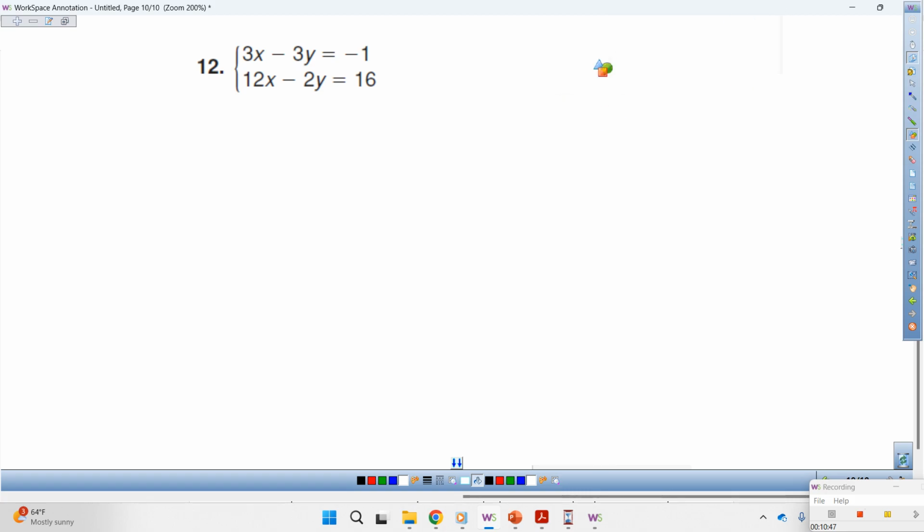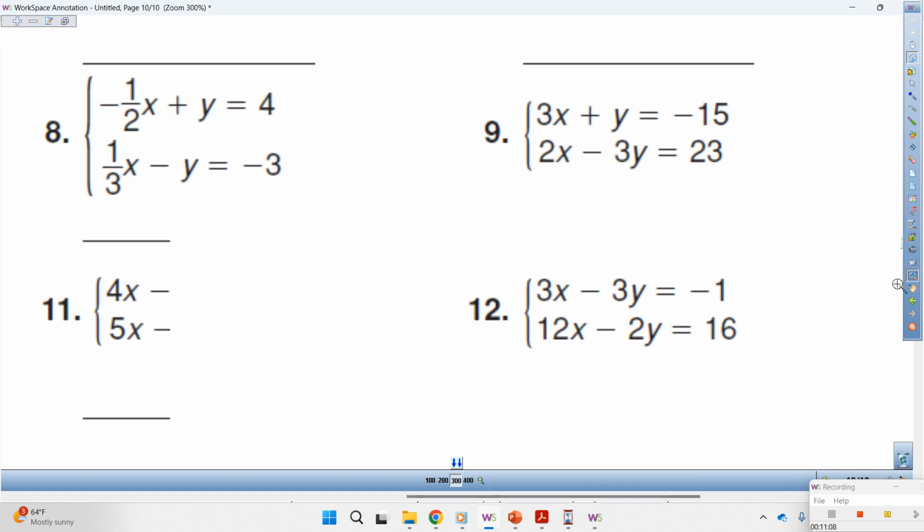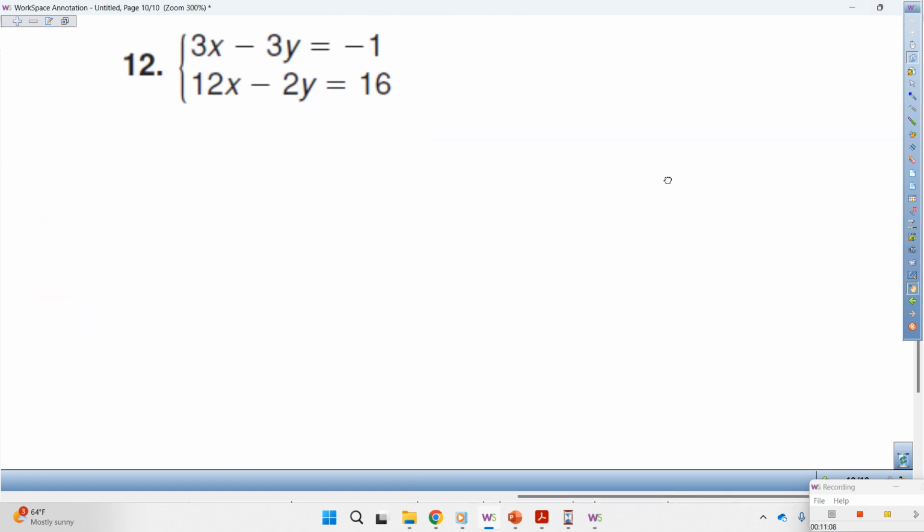It reads, the system of 3x minus 3y equals negative 1, 12x minus 2y equals 16. All right, let me zoom in. So first things first, are they in standard form, meaning the x and the y on the same side of the equation? Yes, for both. Okay, and they're aligned. So here's the next question.